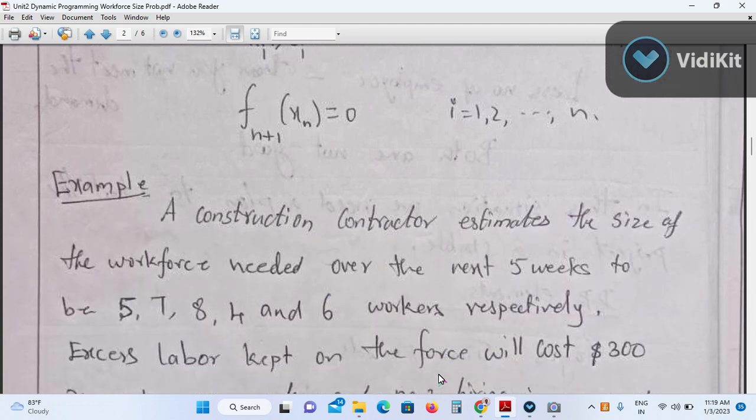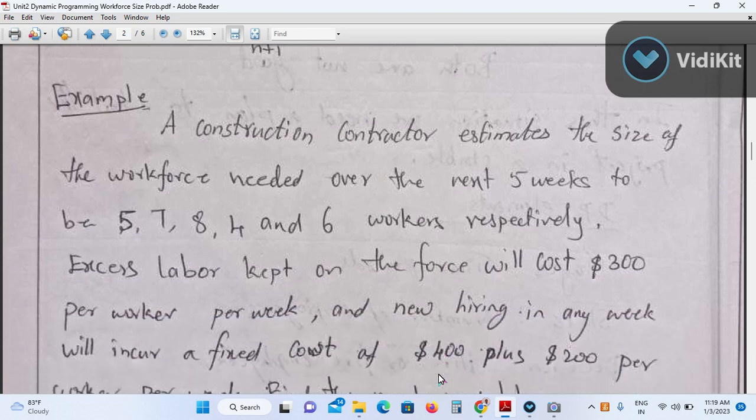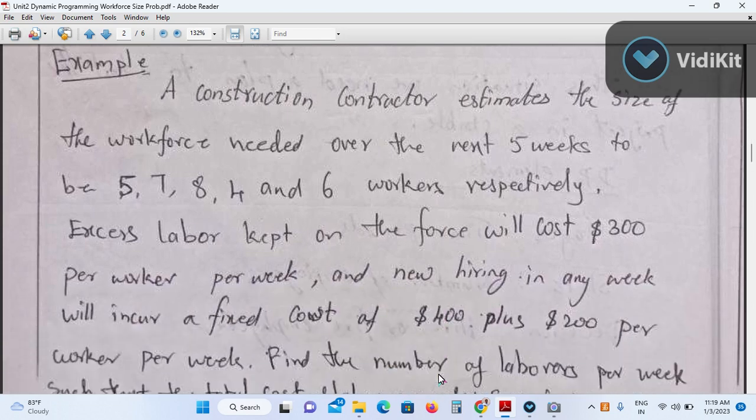So consider this example. A construction contractor estimates the size of the workforce needed over the next 5 weeks. And they consider the minimum number of workers is 5, 7, 8, 4 and 6 respectively. So in the first week, the minimum number of workers to do the project is 5, and the minimum number of workers for the second week is 7, and so on.